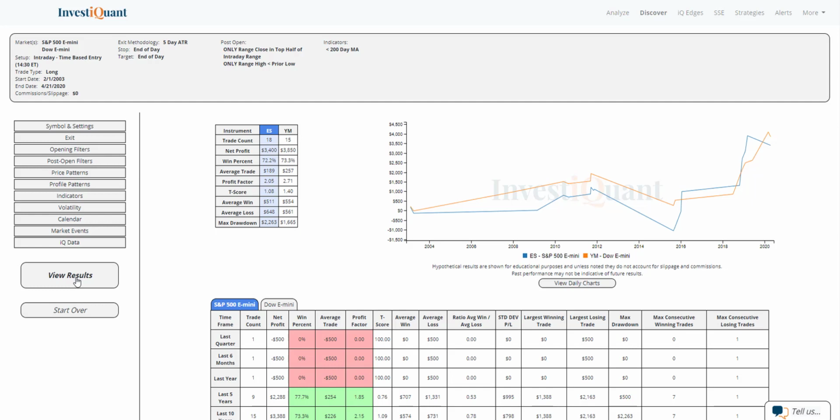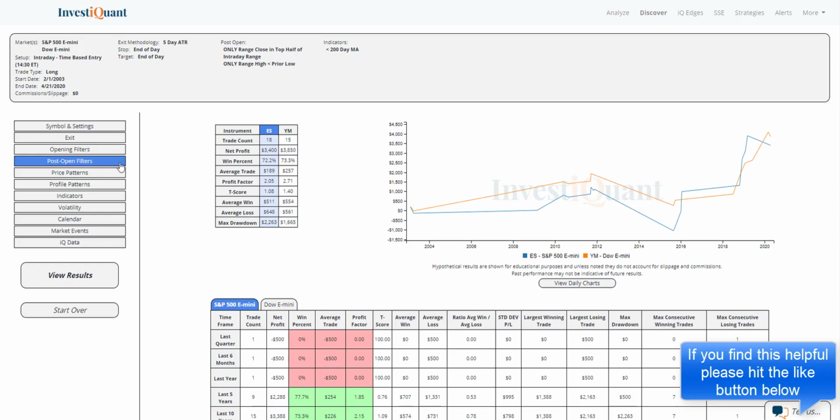So in this example, the ES and the YM, about 33 samples between the two of them, both of them very similar win rates coming in just over 70%. So both of those have been favored on the long side historically with this pattern.